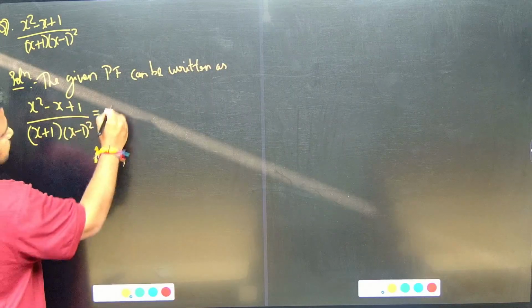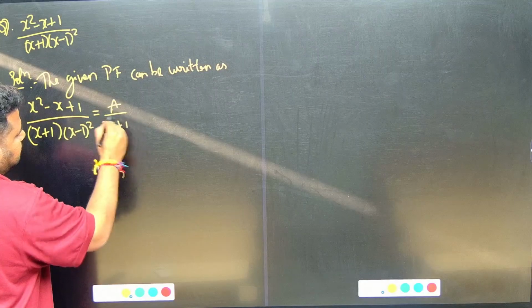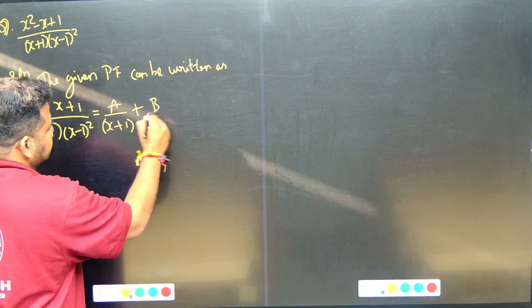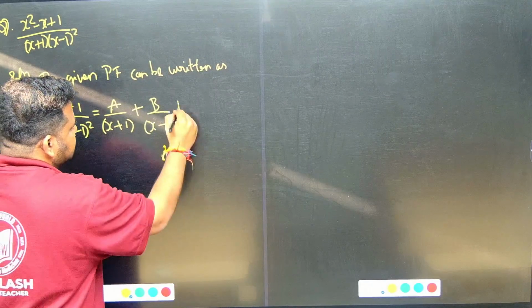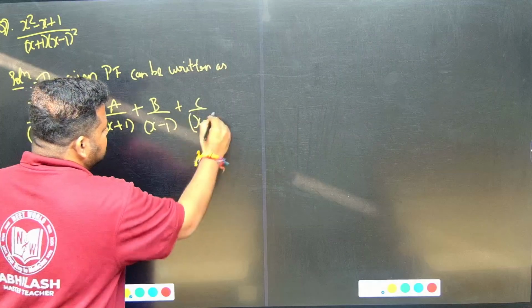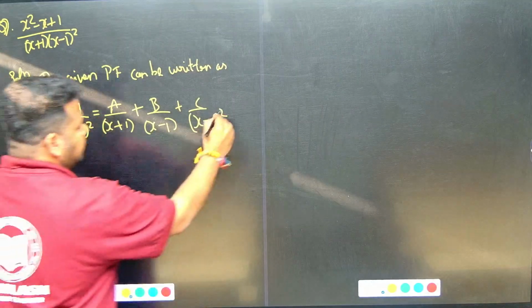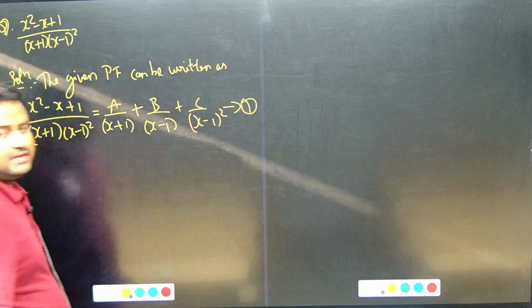This is linear, so this is a by x plus 1, and I can write the rest as b by x minus 1 plus c by x minus 1 whole square. Like this you have to write it. Let this be equation 1, friends.